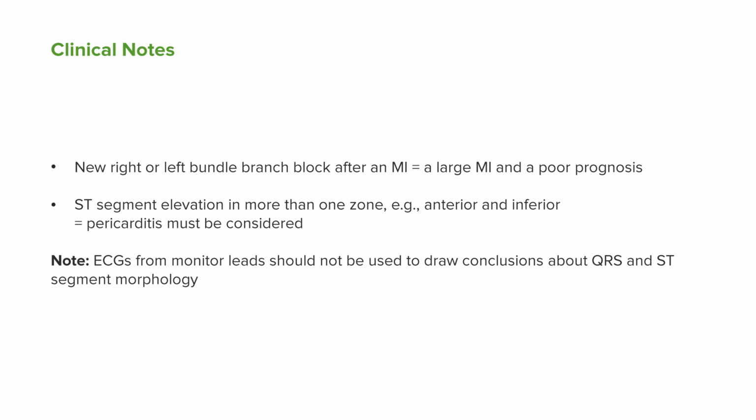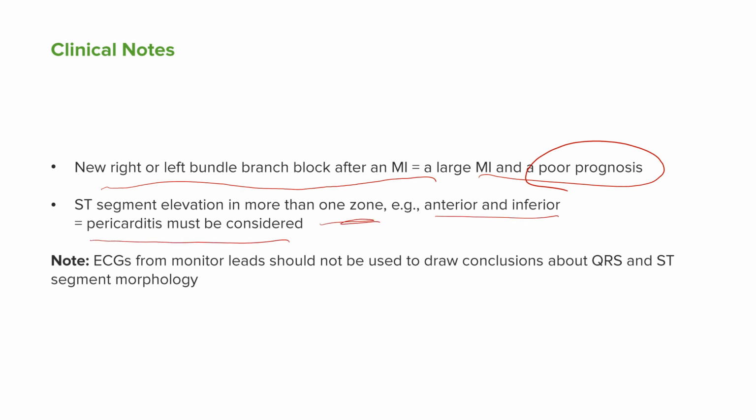Now, what is the clinical importance? A new right or left bundle branch block after an MI, a large MI, shows a poor prognosis. If ST segment elevation is in more than one zone, for example anterior and inferior, pericarditis must be considered. An ECG from a monitor lead should never be trusted because it is always dependent on the position of the patient. It should always be taken by an ECG machine.